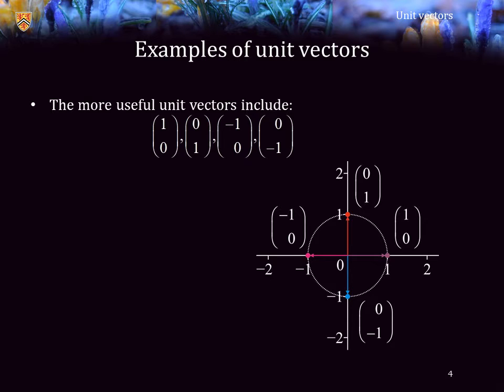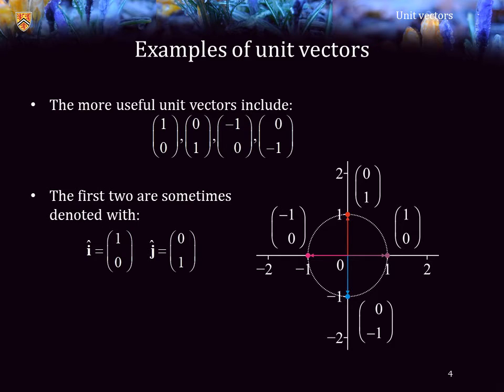The more useful unit vectors include these 4 vectors that appear at the intersections of the 2 axes and the unit circle. 2 of them specifically are denoted by i cap, which is (1, 0), and j cap, which is (0, 1).